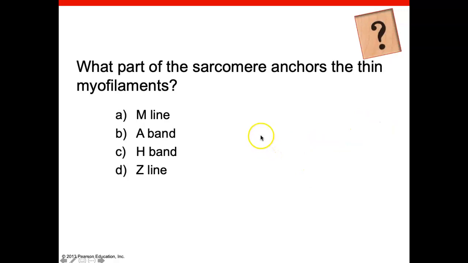Which part of the sarcomere anchors the thin myofilaments? The thin ones are actin, and that would be the Z line, the only one we need to know.